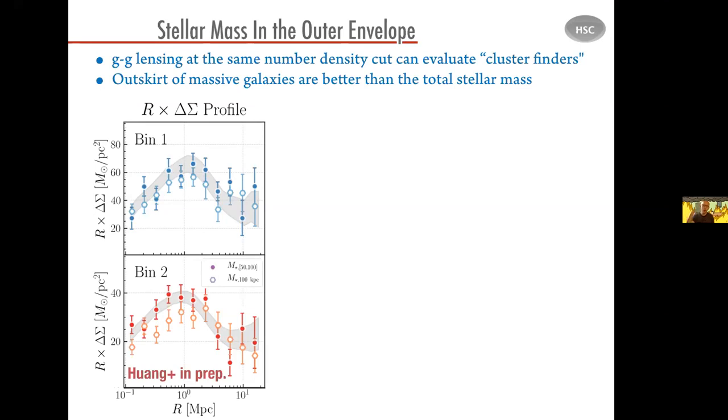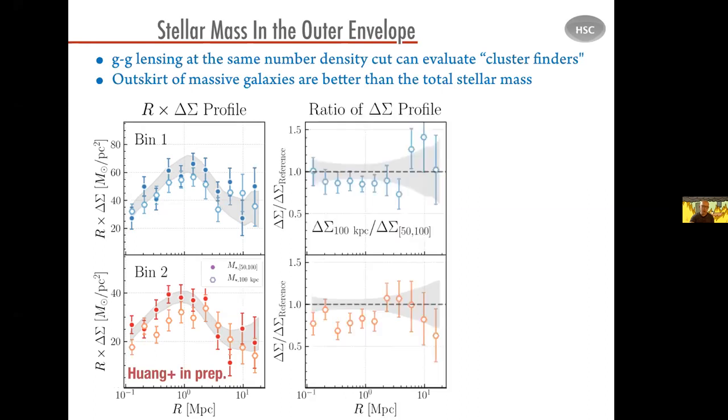We think the one with higher amplitude should be the one that correlates better with the dark matter halo. One of the very interesting things we learned is that the outskirt of a massive galaxy actually cares more about its dark matter halo than even the total mass of the galaxy. Here we show that the stellar mass between 50 and 100 kpc, and its GG lensing signal at the same number density, is consistently higher than the total stellar mass within a 100 kpc aperture. You can see it more clearly using the ratio of the sigma profiles.